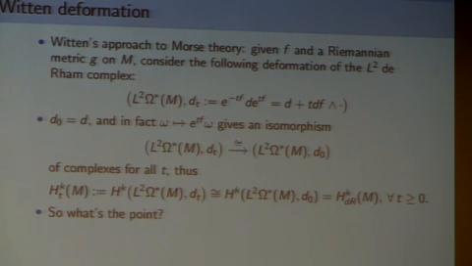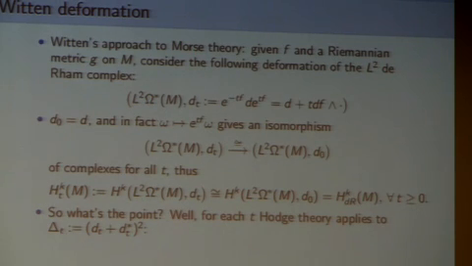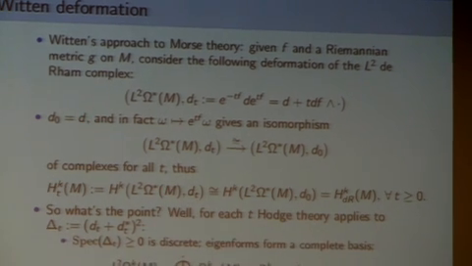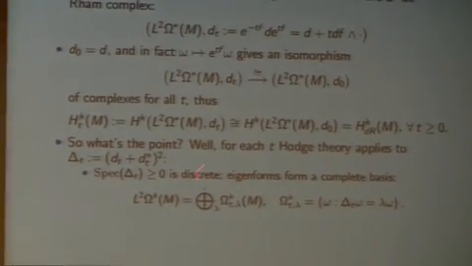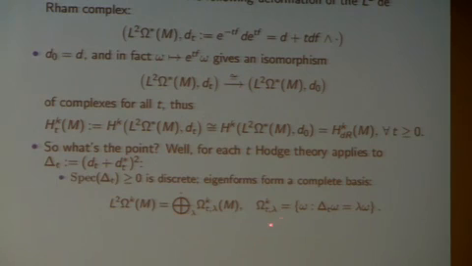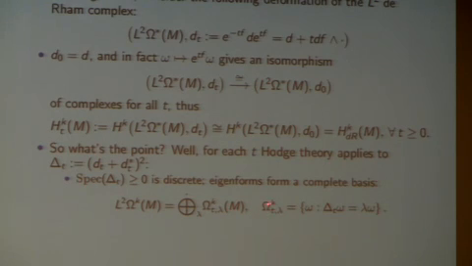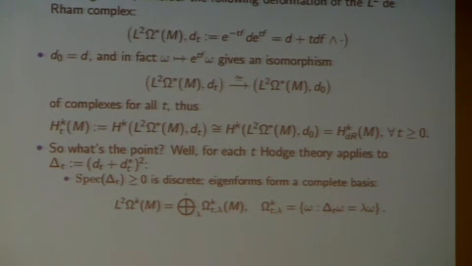So, okay, what's the point, if these things are isomorphic? Well, the point is that for each t, Hodge theory applies. So I can form the Hodge-Laplacian for a fixed t, namely (dt plus dt star) squared. And we get the whole Hodge theory package for this. This is a nice elliptic operator, self-adjoint. So in particular, it has non-negative discrete spectrum, and moreover, eigenforms form a complete basis for L2. So I'm going to denote by omega sub t lambda the space of, let's say, k-forms which are eigenforms of the Laplacian delta t with eigenvalue lambda.